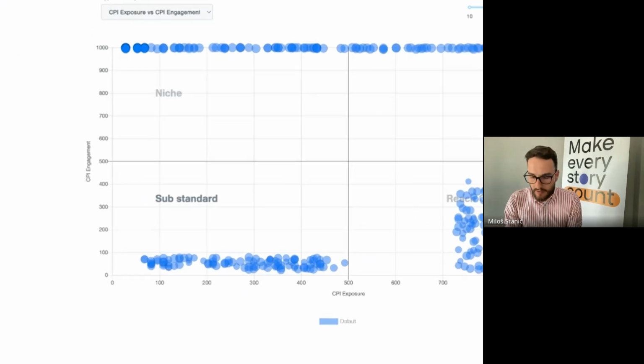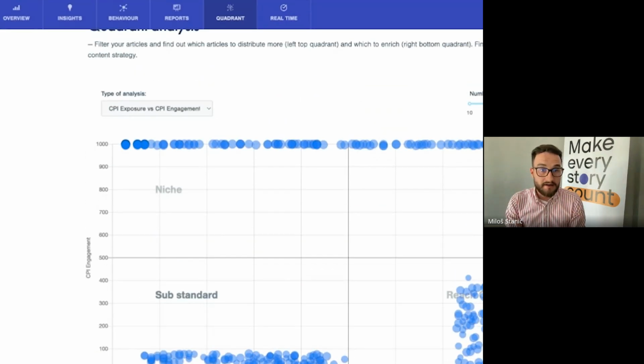Substandard articles are the ones that you might want to evaluate from the perspective of maybe we don't want to do this. So when you hover over a story, the system will tell you what the story is, and you can click on any of the stories. What you can do with substandard ones is to understand what doesn't work with your audience, because in this case it has an exposure lower than 500 and engagement lower than 500.